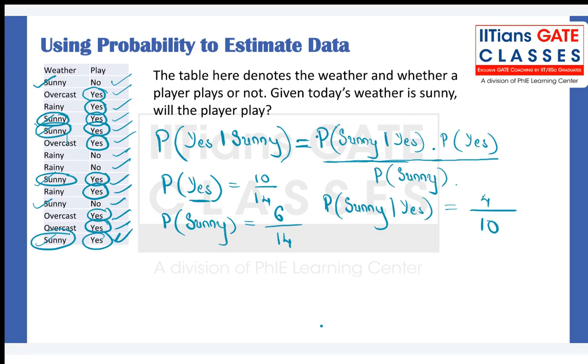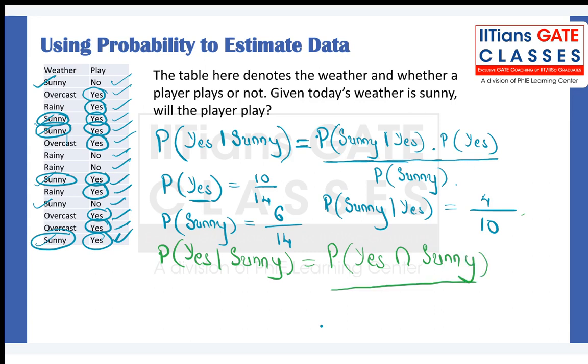But sometimes you might also think that I am taking a long cut. In the sense, what I could have done was: the probability that I will play given it is sunny is nothing but the probability that I will play and it is sunny, divided by the probability that it is sunny.